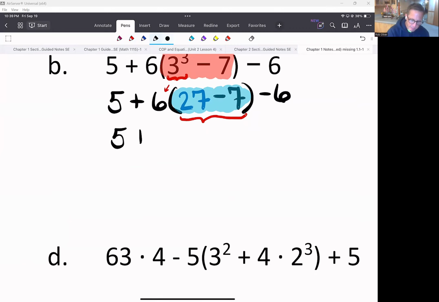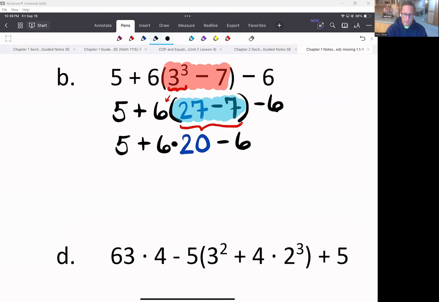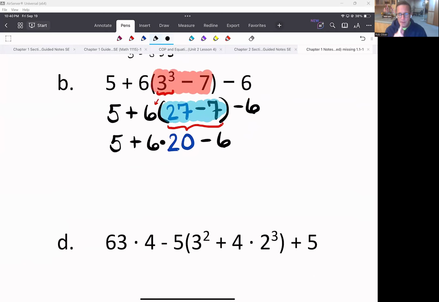So you got 5 plus 6, and I'm going to write times, to kind of remember. We don't need parentheses anymore because 27 minus 7 is 20. And then I'm going to drop down the minus 6. As you can see, one thing at a time. Just do one thing. I'm not trying to take on too much.